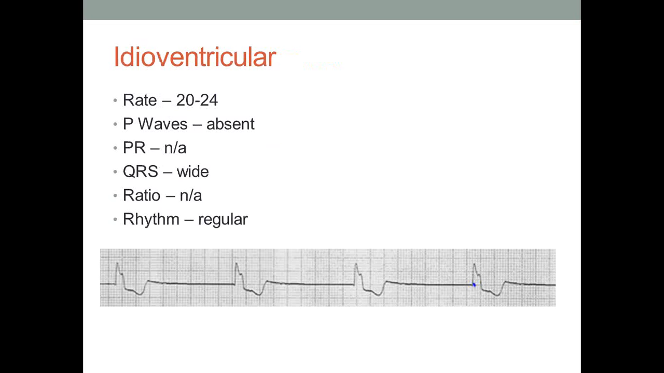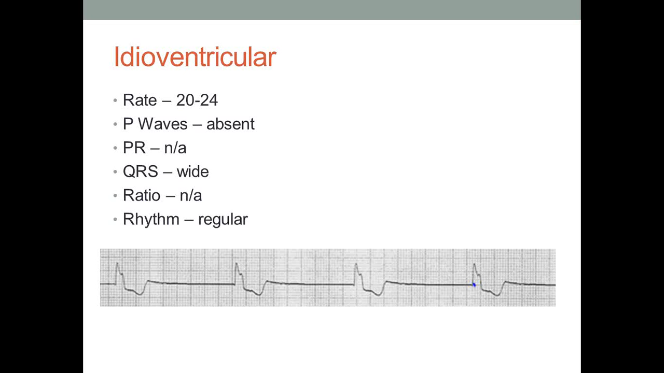So our first rhythm is our idioventricular rhythm, and this is that plan C that we talked about earlier. So this is the pacemaker cells that are found deep within the Purkinje fibers. This is our plan C. This is the heart's last-ditch effort to try and sustain life for a little bit longer. So the rate here is usually about 20 to 40, that should say. There are no P waves because these beats are originating in the ventricles.